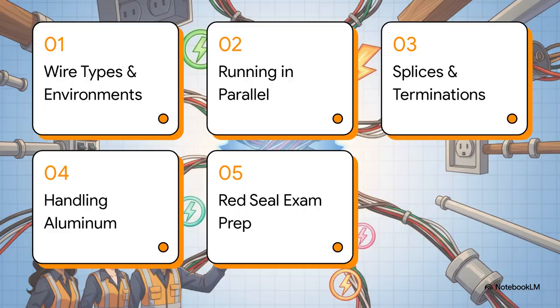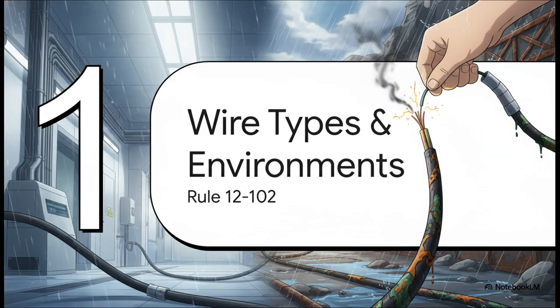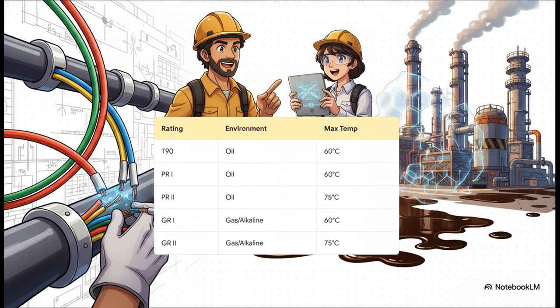Let's get to it. Section 1, wire types and environments. Let's see how this builds our foundation, starting with matching the actual wire to the brutal reality of the environments we work in every single day. Now, this breakdown brilliantly illustrates Rule 12-102. The code is super strict here.